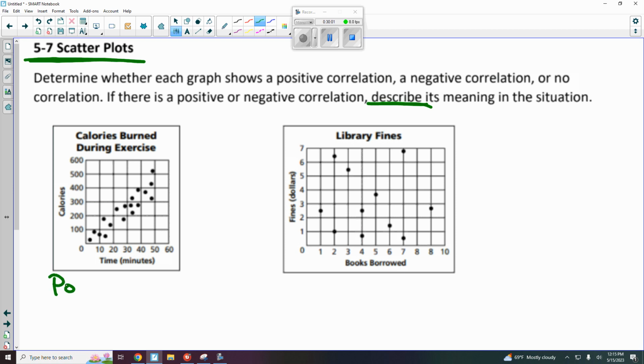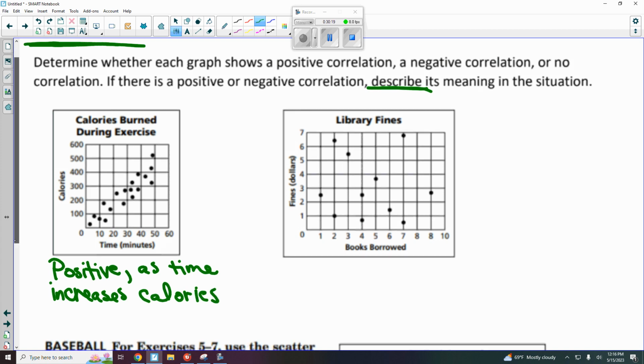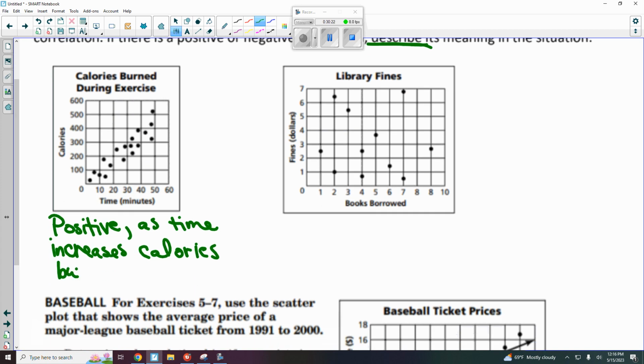Positive, you got it. So now, because it's positive, we have to give it its description. So we say, as time increases, calories burned increase. There we go. So as the time that we exercise increases, the calories burned increase.